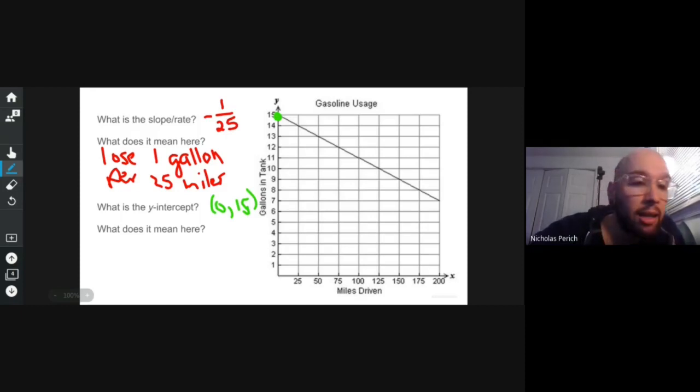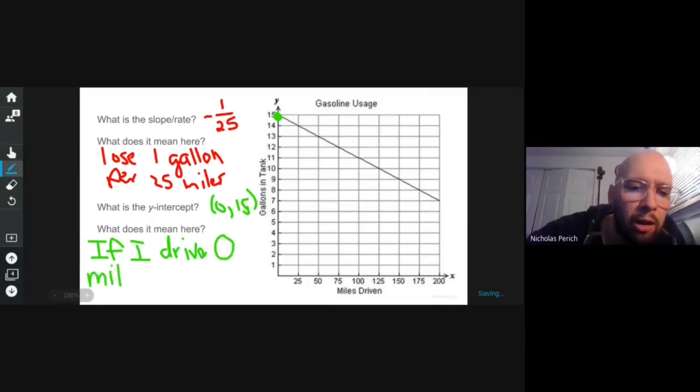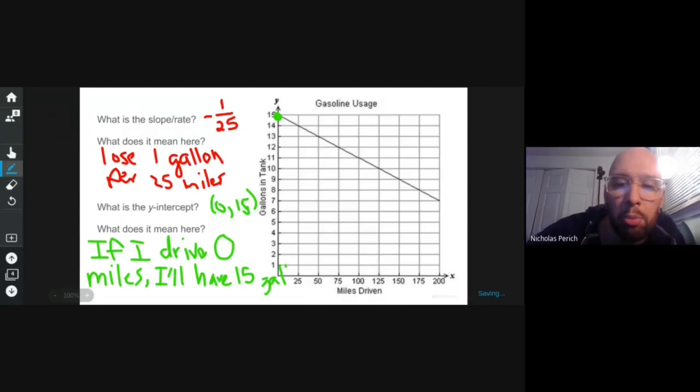So I can say, again, if I drive 0 miles or at the very beginning, so I'll say that if I drive 0 miles, and remember, word problems aren't a science. Your answer might be different. You could say at the beginning, I will have 15 gallons of gas in my car. That's fine. I'm just saying if you drive 0 miles, I'll have 15 gallons of gas in my car. I'll just put gallons and leave it at that.